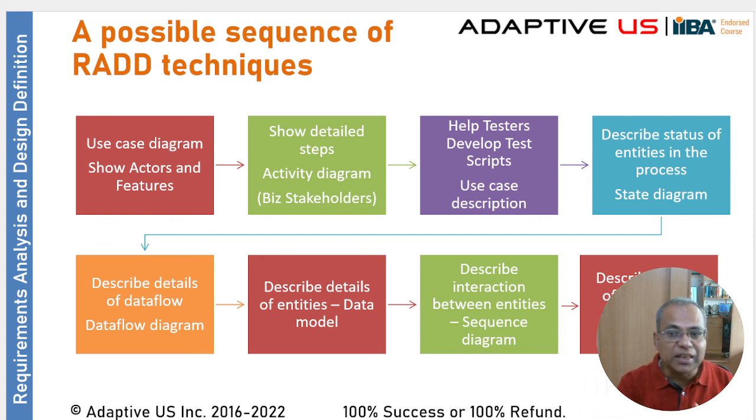Then if you want to indicate the status of entities in a process or in a structure, you use a state diagram. If you want to show data flow, then use a data flow diagram. If you want to describe details of entities, use a data model. If you want to show interaction between various entities, you can use a sequence diagram. And if you are trying to describe the details of attributes or information that you hold in the system, the data dictionary comes in pretty handy.